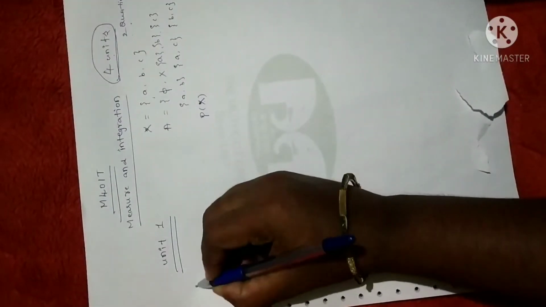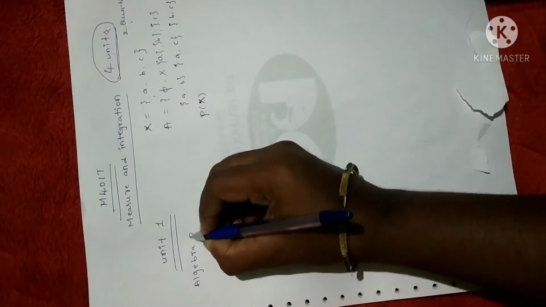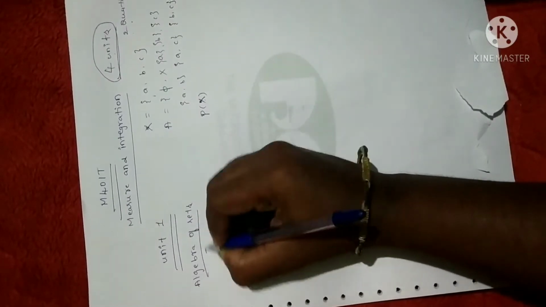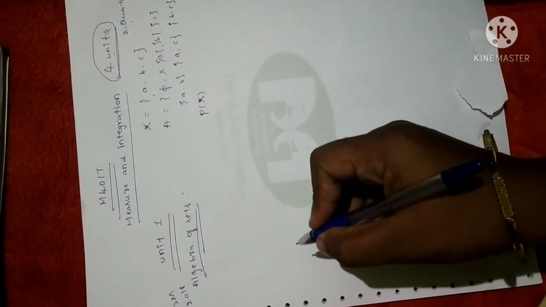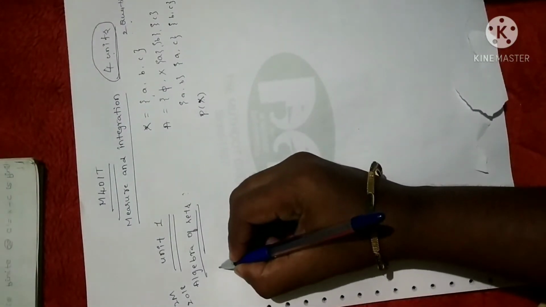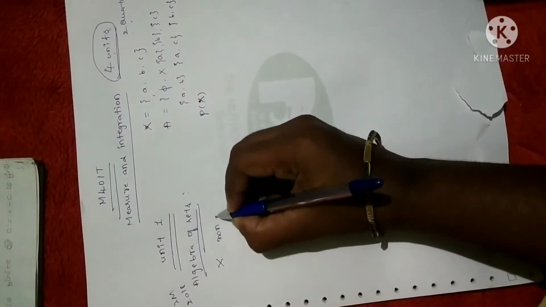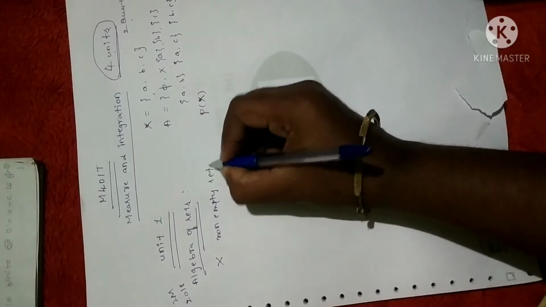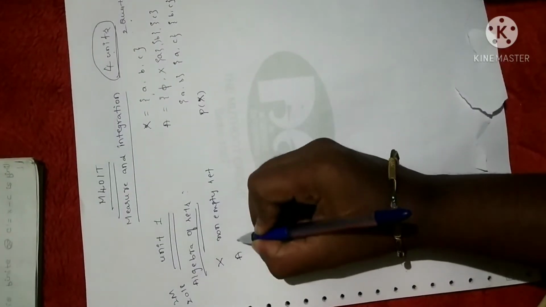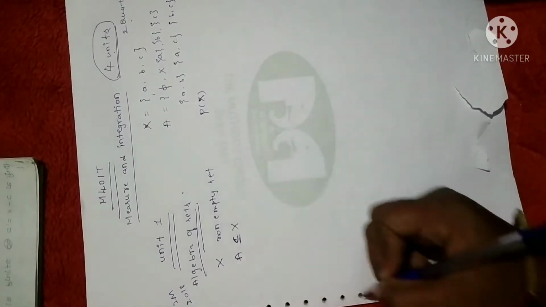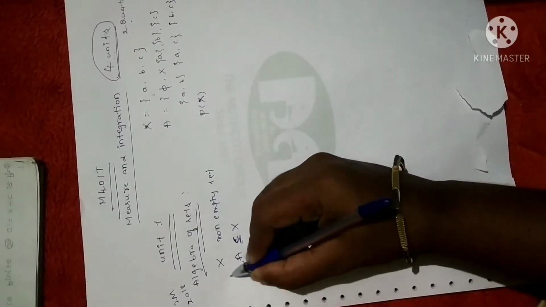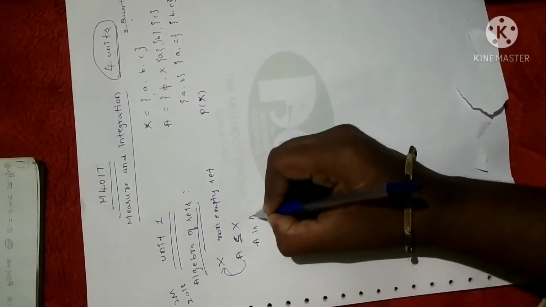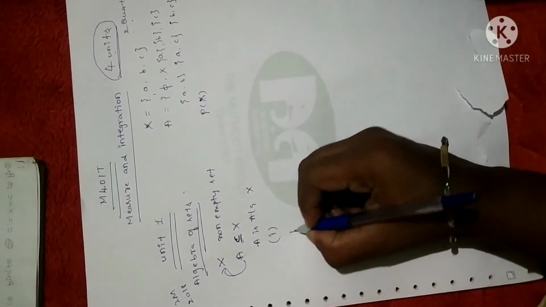In unit 1, the first topic is algebra of sets. It is just a basic thing. Anyhow, it was asked in the year 2018 as a 2-mark question. Define algebra of sets. Suppose X is any non-empty set. Then if A is a subset of X, you are already familiar with subsets now, A is a part of set X. If A is a subset of X, then A is said to be an algebra of X if it satisfies 2 conditions.